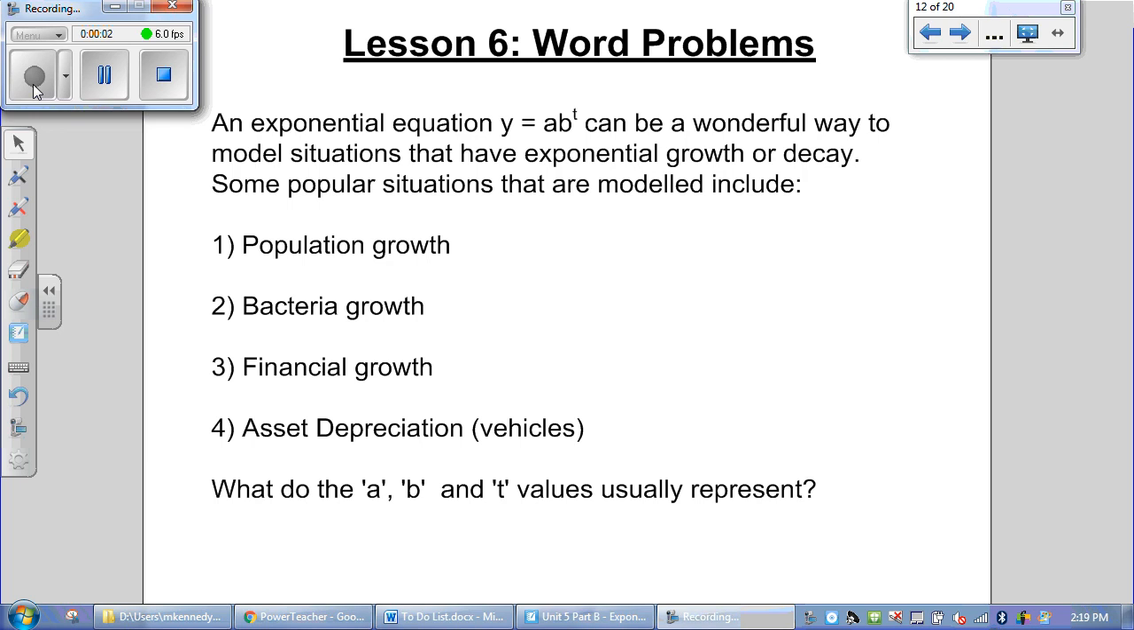Graphs, and we did logarithmic graphs. And now we're going to see why those things are useful. These are some situations where these graphs are useful. We talked a little bit about them yesterday. So graphs that are exponential graphs are like this.